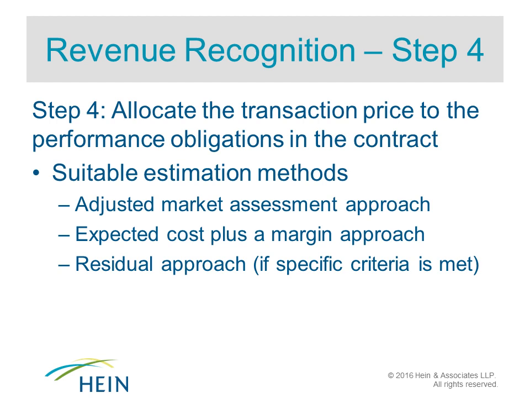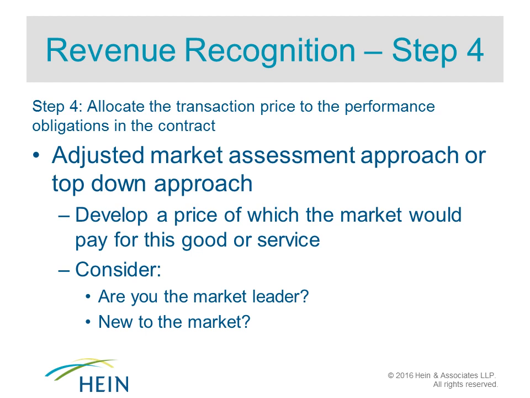So let's talk about the adjusted market approach, or sometimes it's nicknamed the top-down approach. Ultimately, you're developing a price that the market would pay for this good or service. So you're really going to want to work with your entire organization, all the way down to the sales teams, to consider what the market conditions out there include. Are you the market leader? If you're a market leader, maybe you're able to get premiums for your products. If you're new to the market, there's the potential that you're issuing discounts. All of those things are observable inputs that you would use in this method.